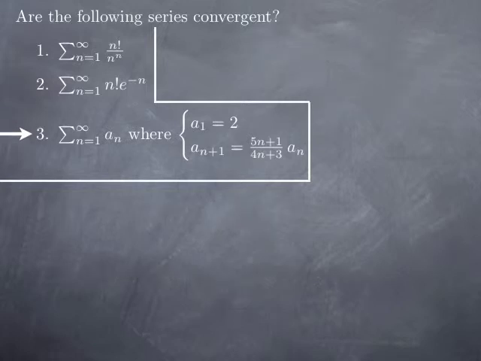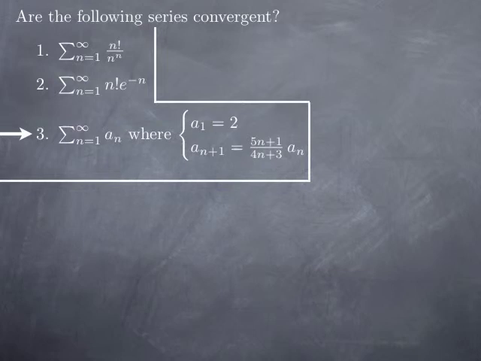For the third exercise here, we have something a little bit different from what we are used to. We are looking at the series where the sequence of general terms is defined inductively, in this case by the first term, which is 2, and a relation of induction giving a_{n+1} as a function of a_n. Specifically, a_{n+1} is 5n plus 1 divided by 4n plus 3 multiplied by a_n.